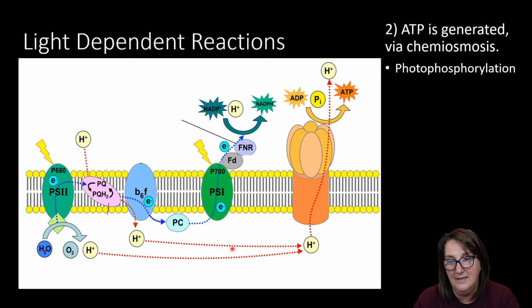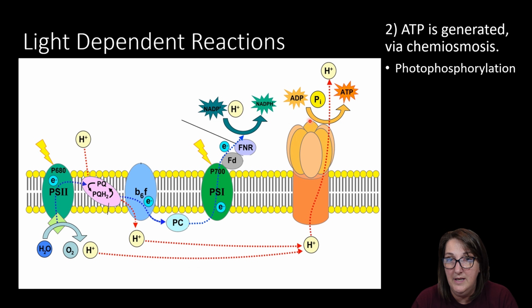What happens is I have a ton of hydrogens here. I have a bunch of hydrogens. And if you remember, when I have a high concentration of substances, it wants to go to a low concentration. So I have a high concentration, and the only way these hydrogens can leave this high concentration is to come here and move through ATP synthase. It's just going to start running through ATP synthase.